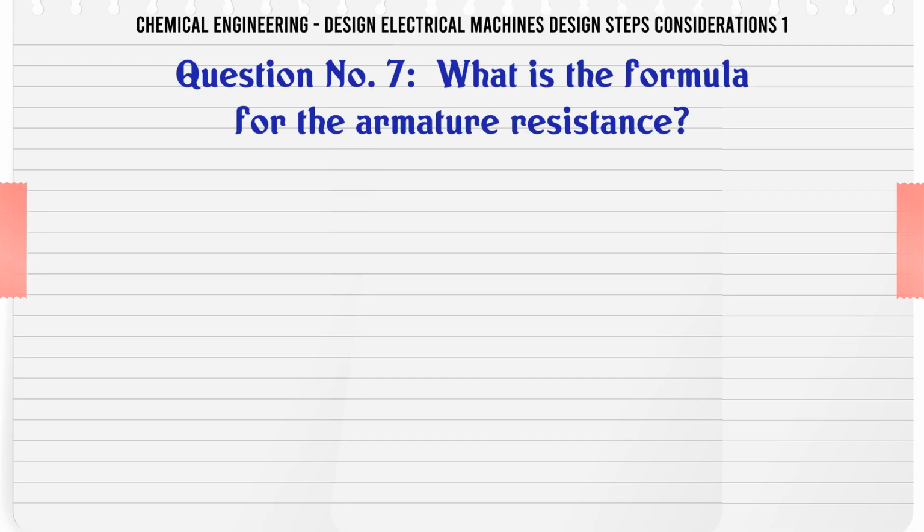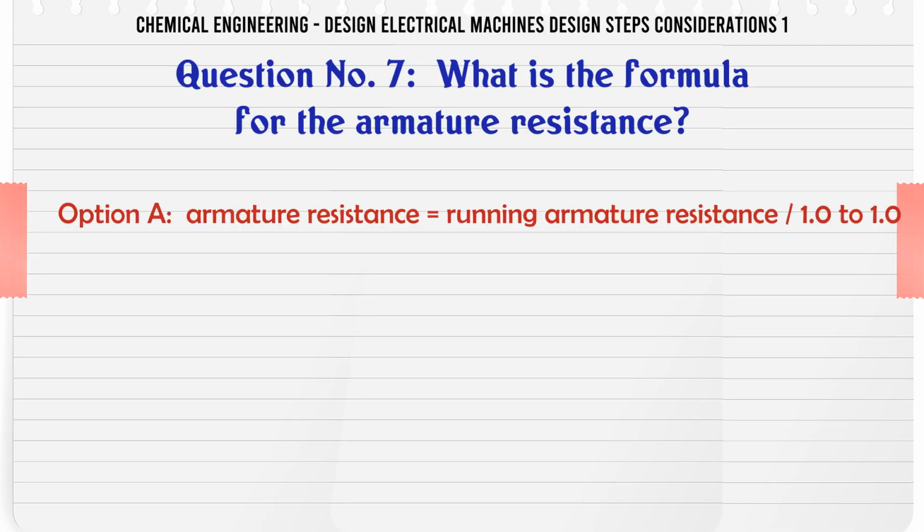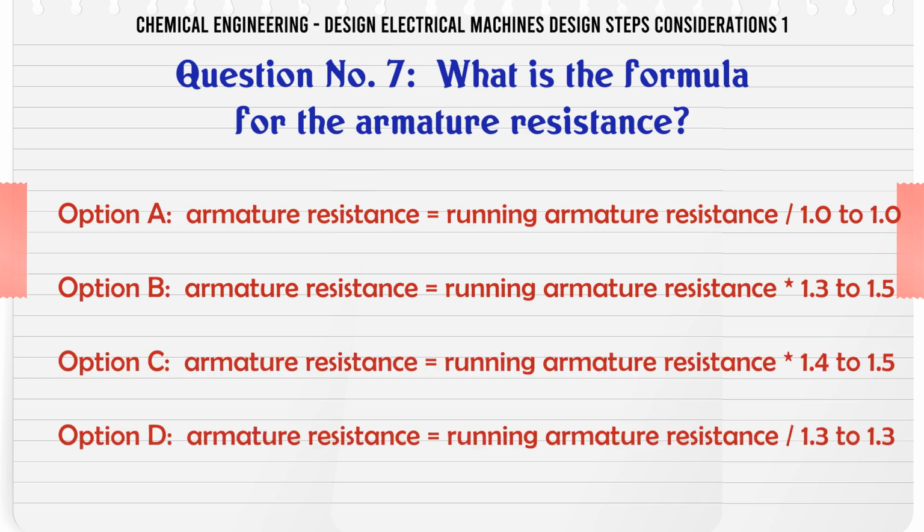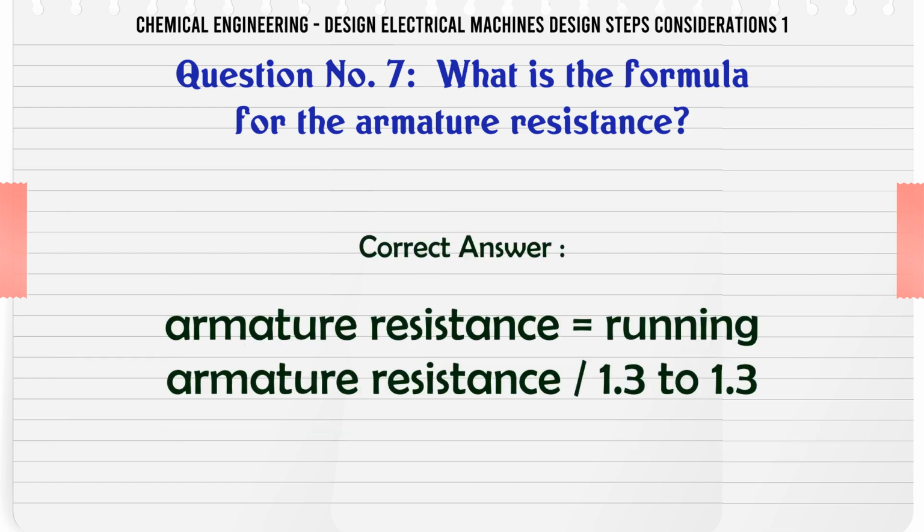What is the formula for the armature resistance? A. Armature resistance running armature resistance 1.0 to 1.0. B. Armature resistance running armature resistance 1.3 to 1.5. C. Armature resistance running armature resistance 1.4 to 1.5. D. Armature resistance running armature resistance 1.3 to 1.3. The correct answer is armature resistance running armature resistance 1.3 to 1.3.